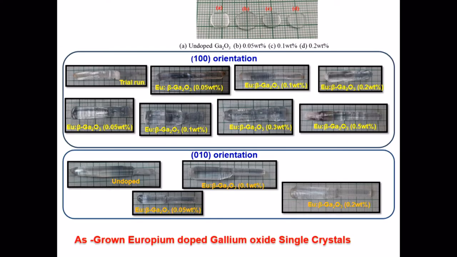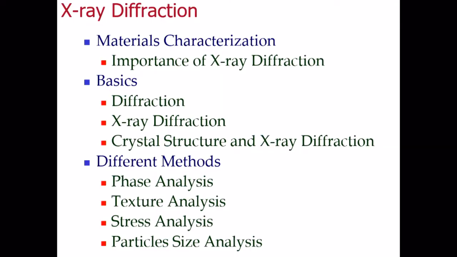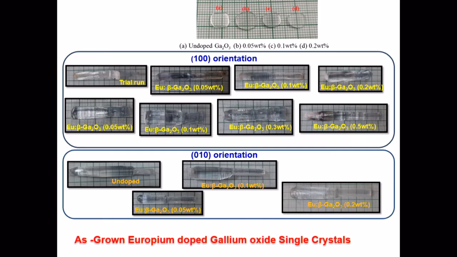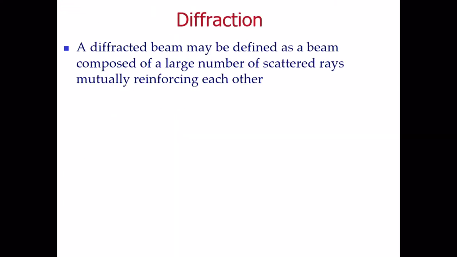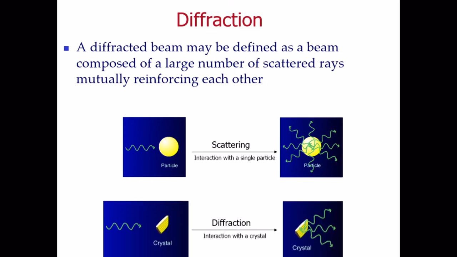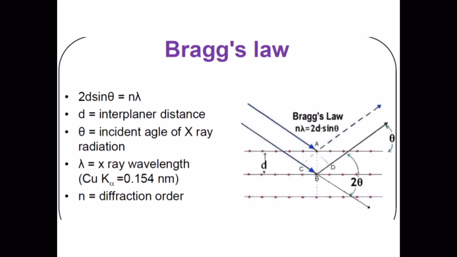So these are some of the crystals which we have grown and made wafers, and also device structures based on gallium oxide. I try to skip the fundamentals of processes and diffraction. I try to go to the machine which we have at the Crystal Growth Center. I try to explain what one can do with X-ray diffraction.